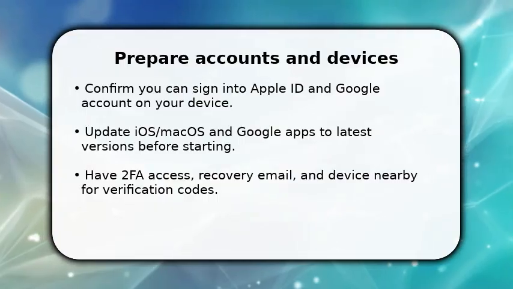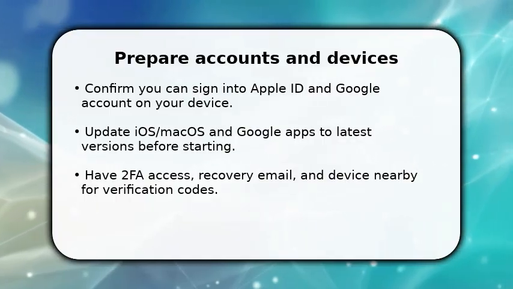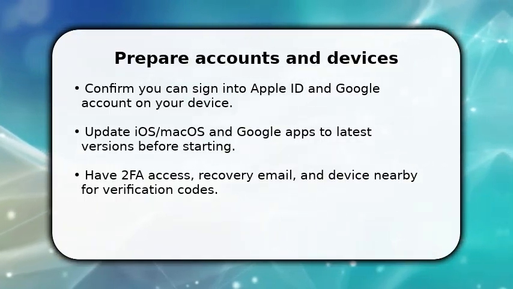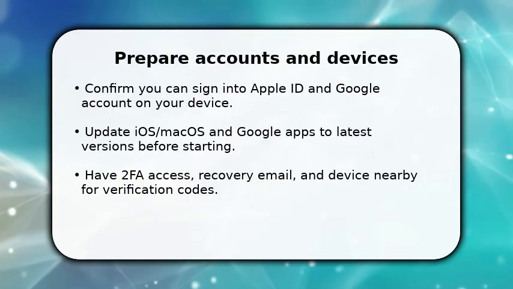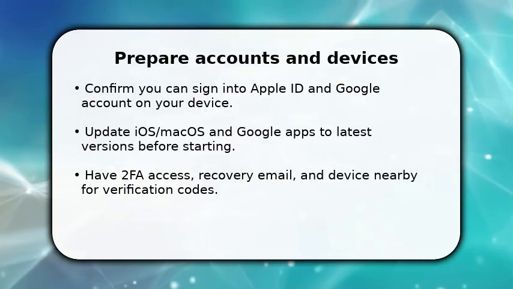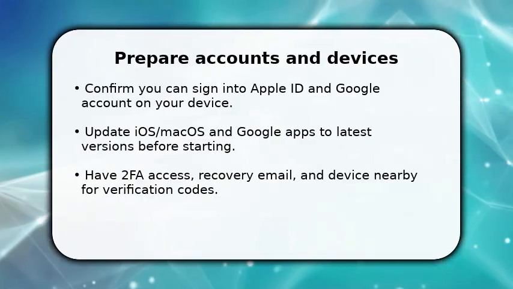You start by confirming both accounts are accessible and updated. This reduces interruptions. Sign into your Apple ID in Settings or System Preferences and open the Google app or Gmail. Make sure two-factor authentication is ready. You'll need codes or trusted device approval.